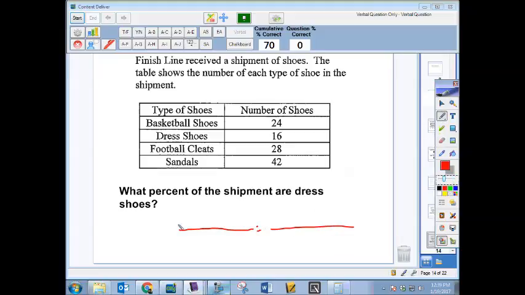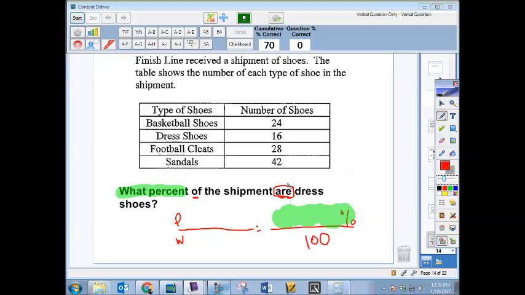So we know we're going to solve this using a proportion, specifically the percent proportion. Since it says in the question, "what percent," that should indicate right away that this is what we're trying to figure out. So you're going to know the part and the whole. Is everybody hearing me? Yes. You're going to know the part and the whole. You're trying to find the percentage. Okay? So it says, what percent of the shipment are the dress shoes?